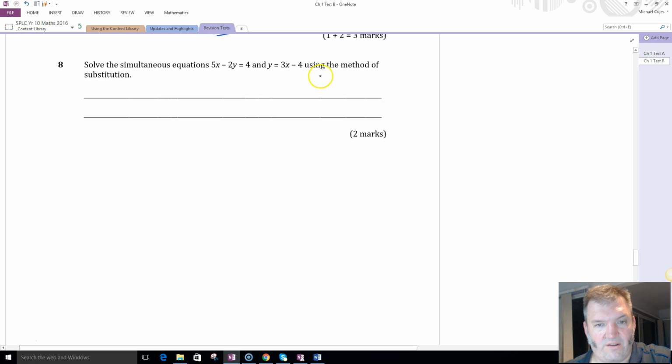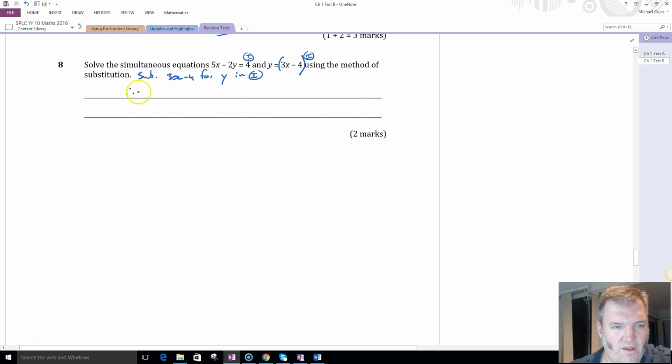Simultaneous equations using the method of substitution. So what I'm going to do is take this expression, y = 3x - 4, and substitute it into the other one. So I say sub 3x - 4 for the letter y in, and I should have labelled these equations, that's equation 1, and I'm using the substitution from equation 2. Therefore, equation 1 has become 5x - 2(3x - 4) = 4.